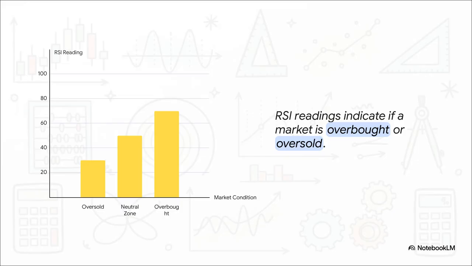Simple as that. So that calculation gives you this really handy gauge that runs from 0 to 100, and there are 2 key levels you need to know. Anything above 70 is generally considered overbought. That's a sign the buying has gotten a little too aggressive. And anything below 30 is considered oversold, which means the selling has probably been overdone.